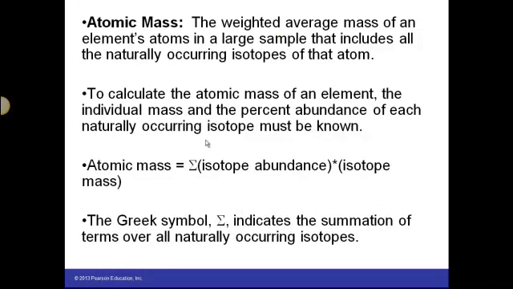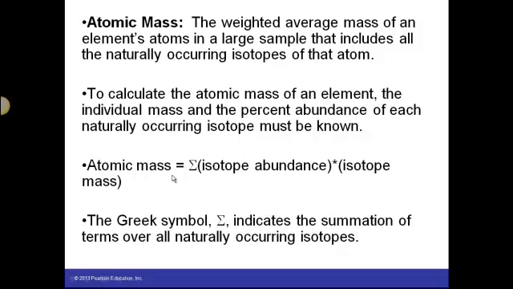The atomic mass that's represented on the periodic table is actually the weighted average mass of an element's atoms in very large samples, and this includes all of the naturally occurring isotopes of that atom. So when you want to calculate the atomic mass of the element, you have to know the individual mass of each isotope, and you have to know the percent abundance of each isotope to be able to calculate this.